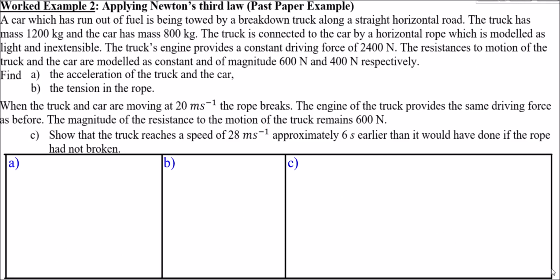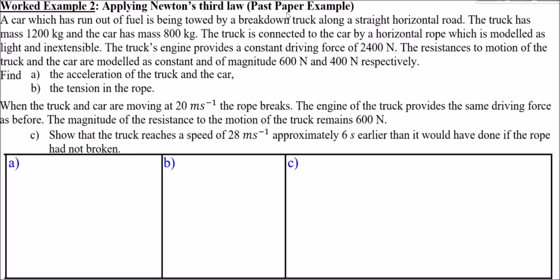A car which has run out of fuel is being towed by a breakdown truck along a straight, horizontal road. The truck has a mass of 1,200 kilograms and the car has a mass of 800 kilograms. So it's just a bit too much to digest even already. So what I'm going to suggest we do is just draw a diagram out.